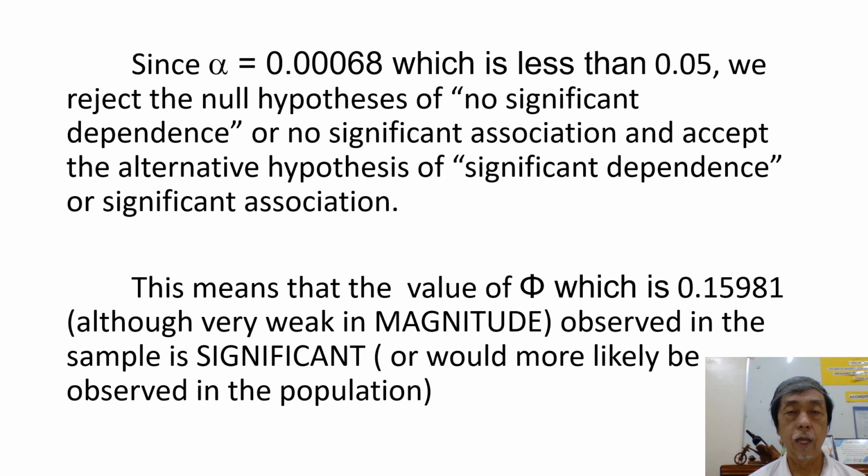Since alpha, the result of our chi-square test in Excel, is 0.00068, which is less than 0.05, we reject the null hypothesis of no significant association and accept the alternative hypothesis of significant association. This means that the value of phi, which is 0.15981, although very weak in magnitude as observed in the sample, is significant or would more likely be observed in the population.